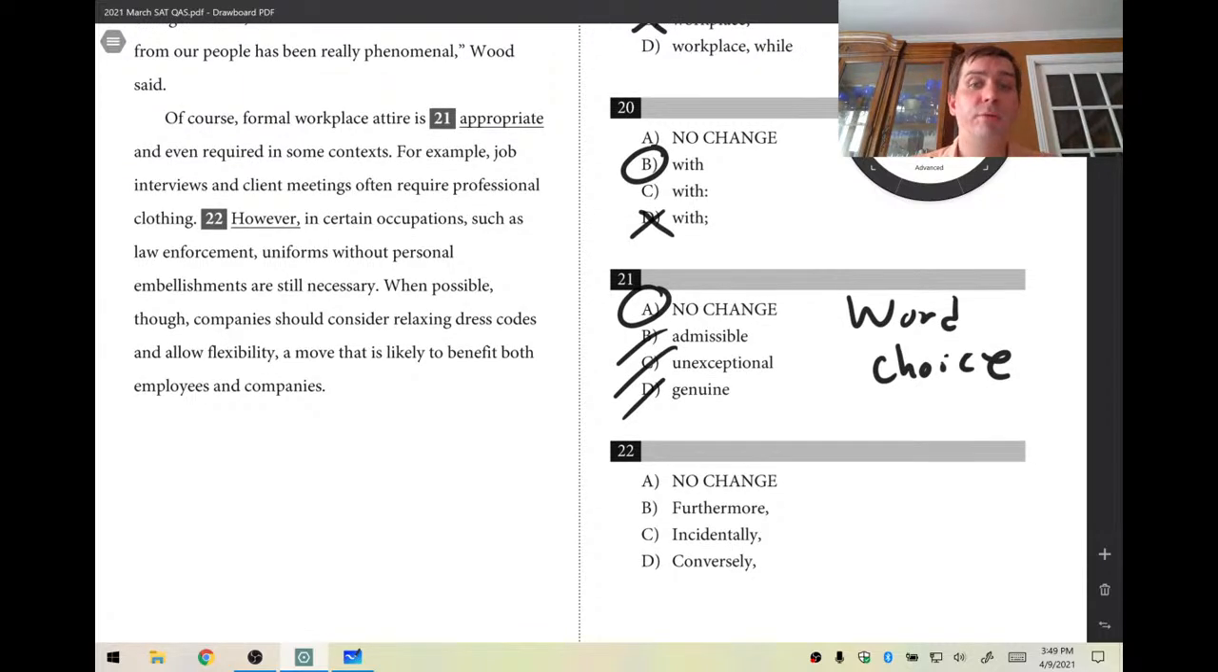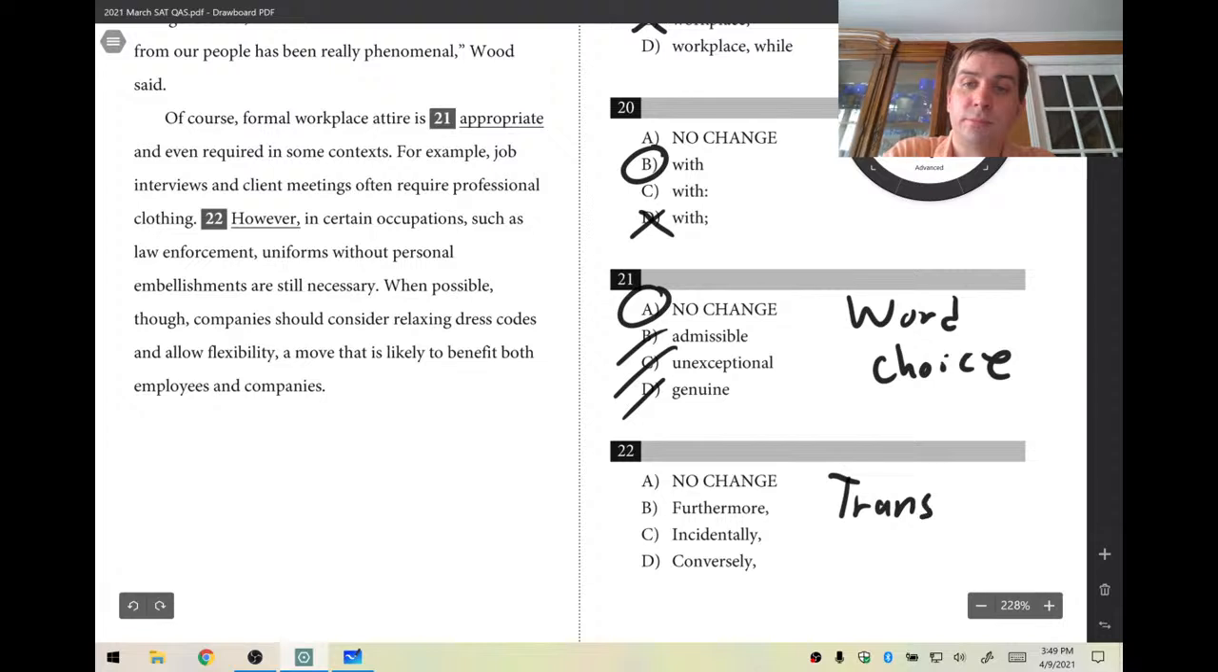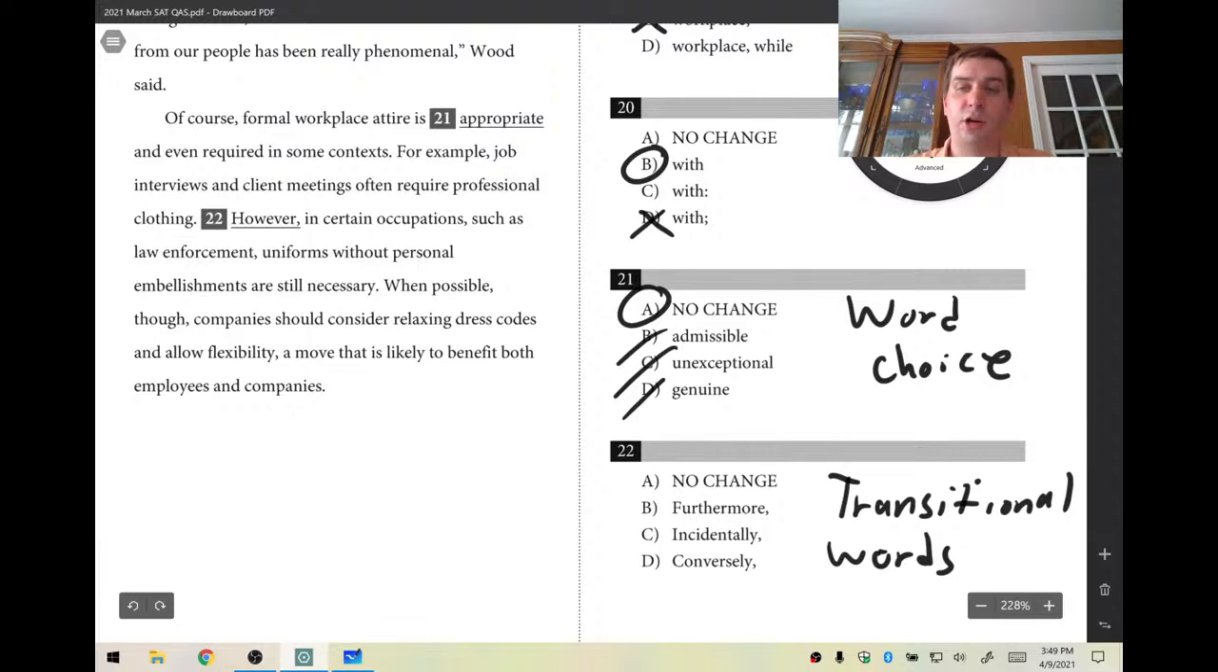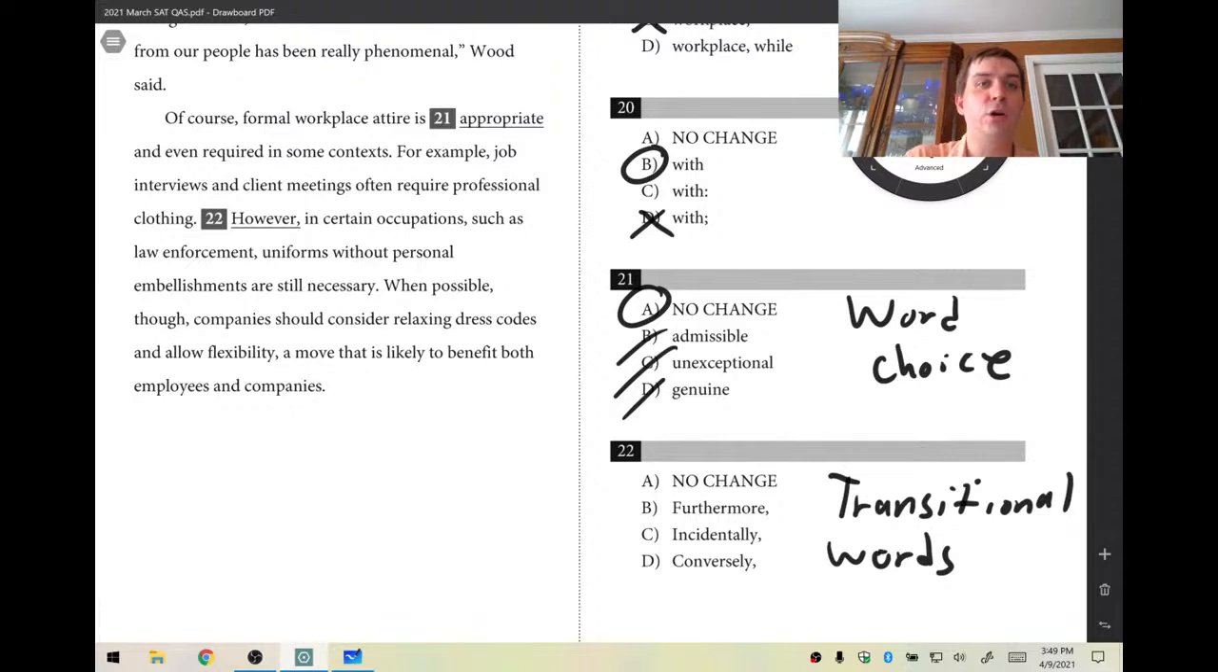22. However, so they will test you on transitional words and phrases. I know we haven't gone over these yet. We will do that in our composition and style lesson that's coming up. So, which is the logical transition here? We don't need an adversarial transition, however, or conversely, those are adversarial transitions. We just need a nice additive transition.